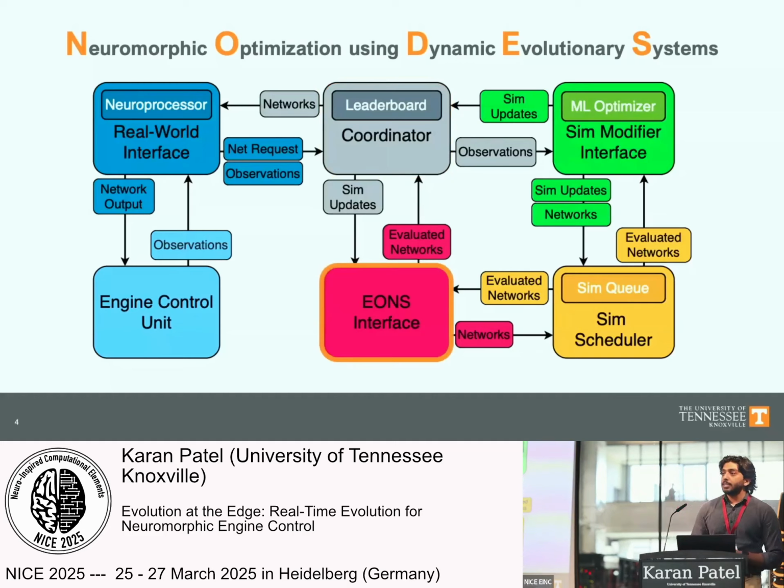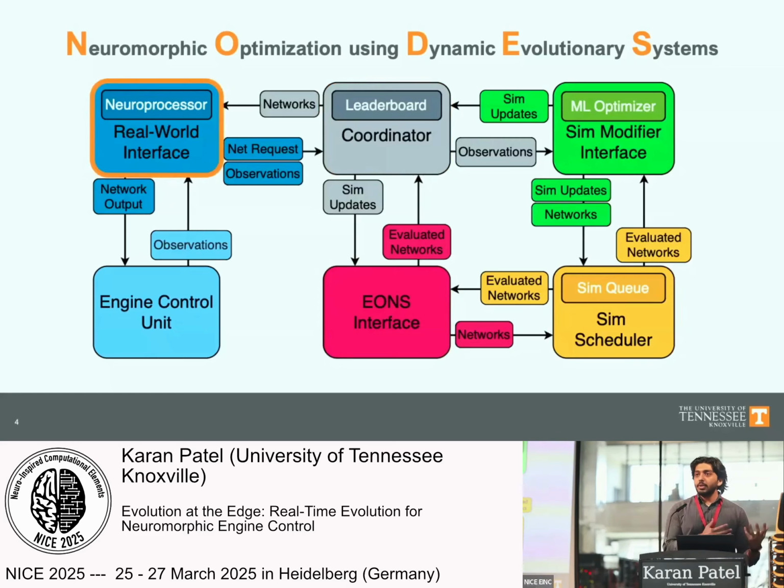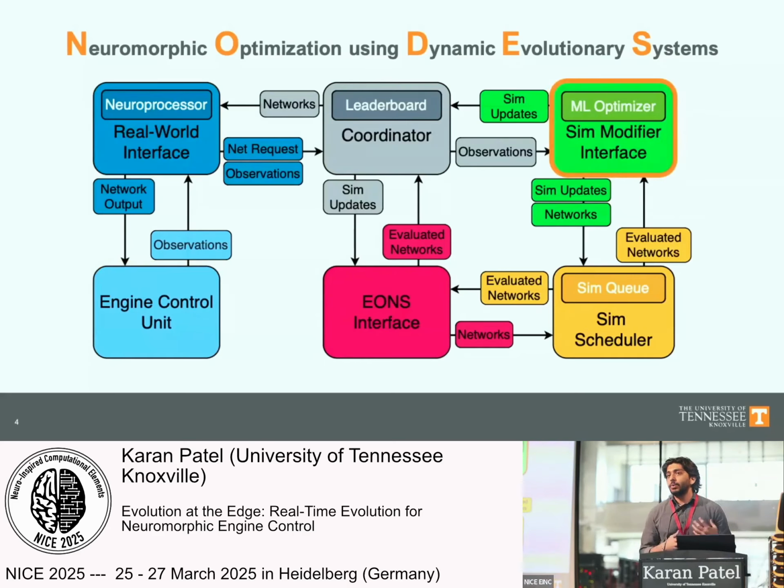Next, the EONS process is responsible for training these networks using the application simulator and an evolutionary algorithm titled EONS. These networks are then sent to the sim scheduler for evaluation using simulated and/or hardware neuroprocessors. The real-world interface, like the name suggests, interfaces the NODES framework to the actual deployment environment. In our case, it's the engine control unit of the diesel engine shown here in light blue. And lastly, we have the sim modifier, which takes real-world data and uses it to optimize the simulation parameters, which we call sim knobs, to better represent the real world during training. And I'll go into more details into each of these processes in the upcoming slides.